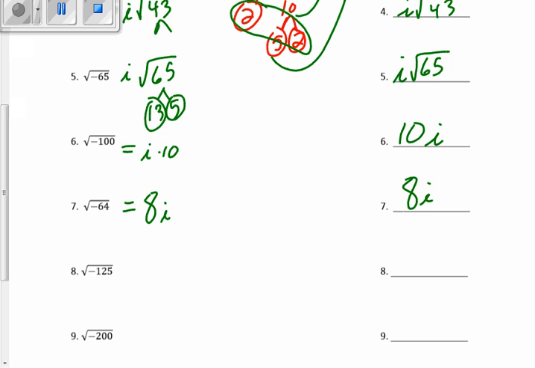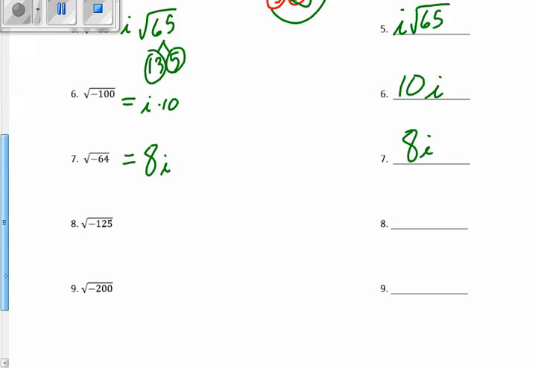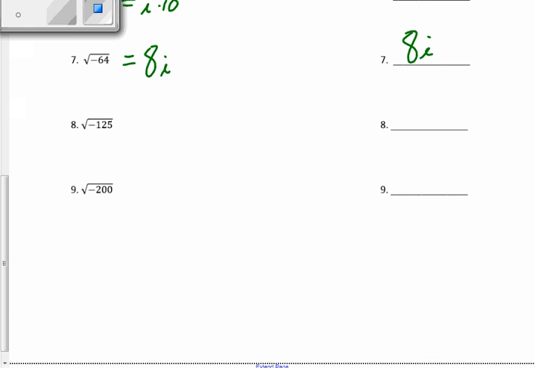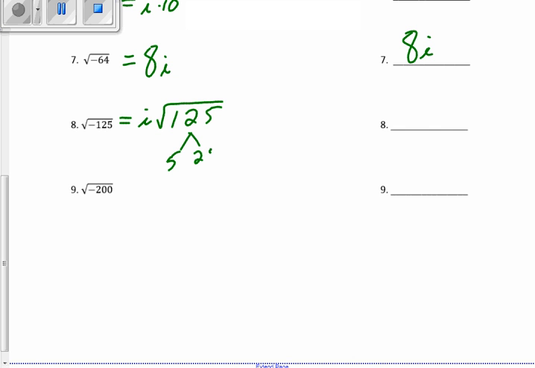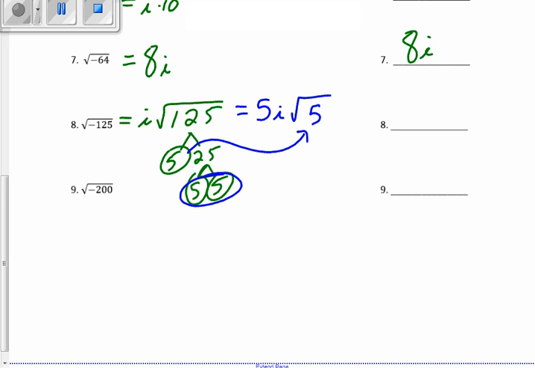Number 8, square root of negative 125. Square root of a negative, bring that out. And 125, break that down. 5 and 25. 5 is a prime number, 25 is not. 5 times 5. And then we have a pair of 5s. That's going to come out. There's this other 5 that's left over. It does not have a pair, so it stays underneath. So we have 5i square root of 5.